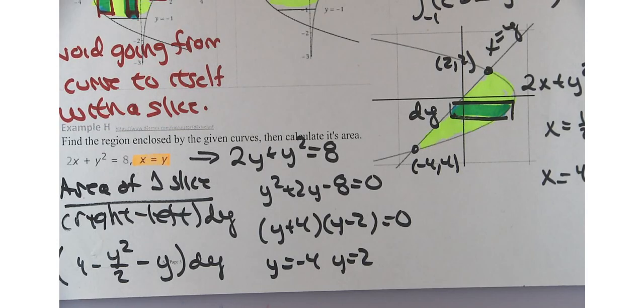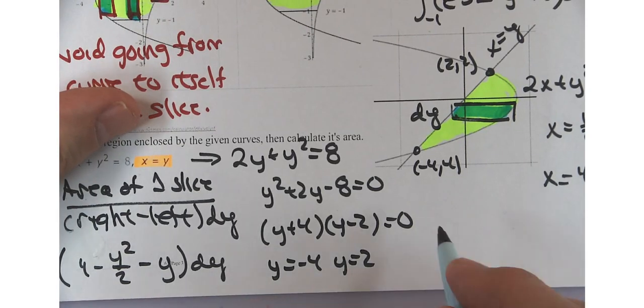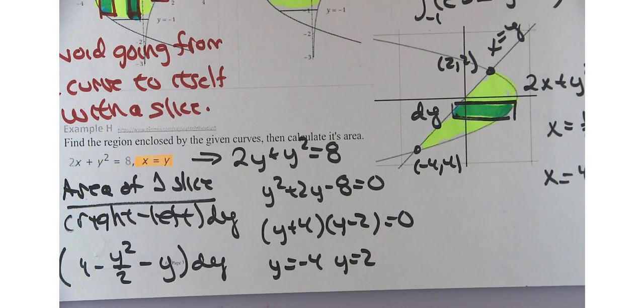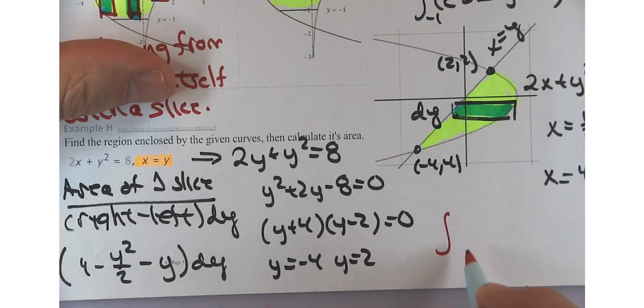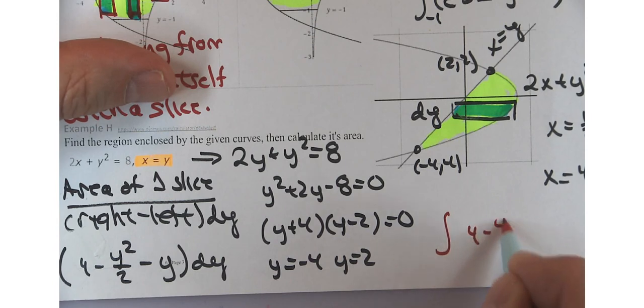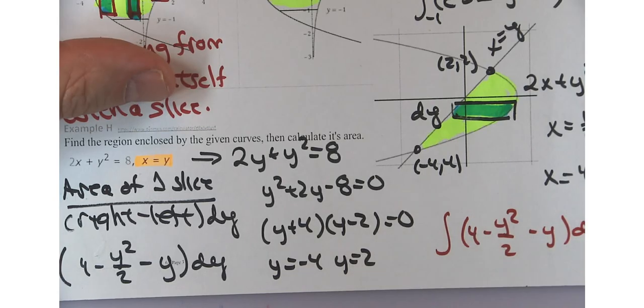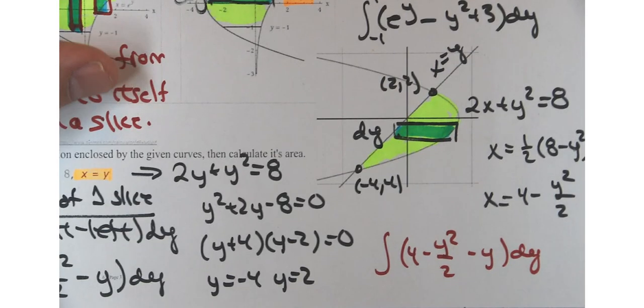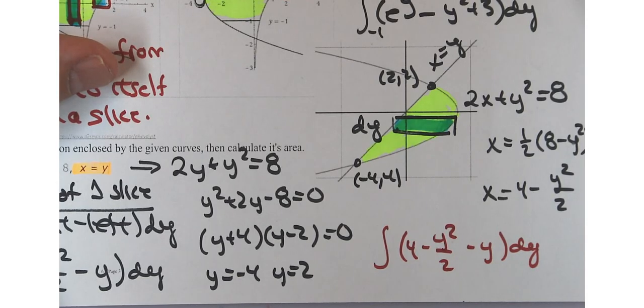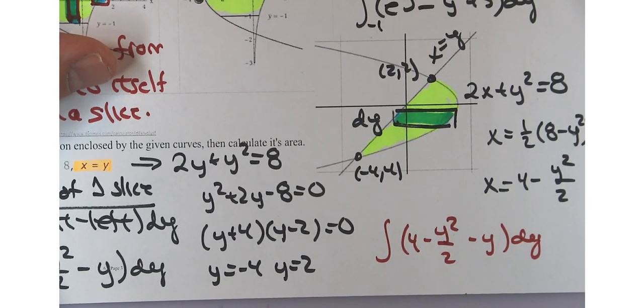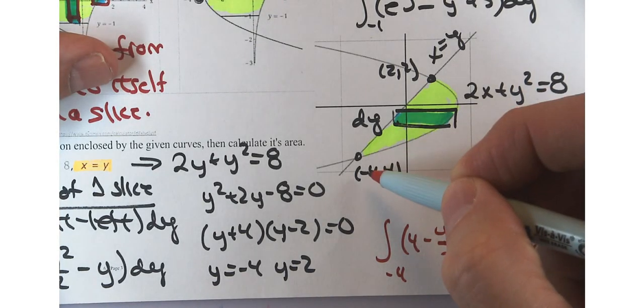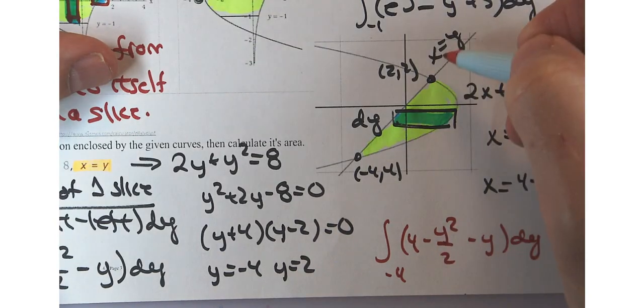Great. That's going to allow me to finish this up with an integral. What's that integral going to be? Well, it's going to be this one. The integral of 4 minus y squared over 2 minus y dy. What about my limits of integration? What should those be? Negative 4 is as low as this can go, and as high as it can go and still be inside my region would be 2.